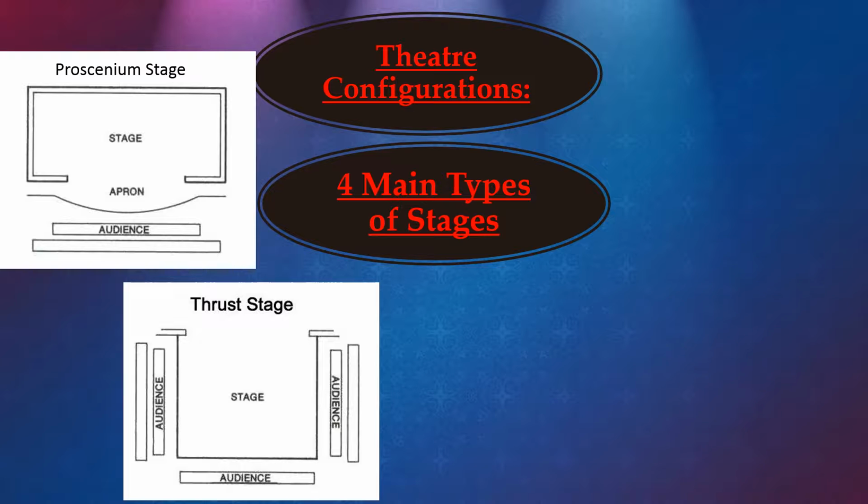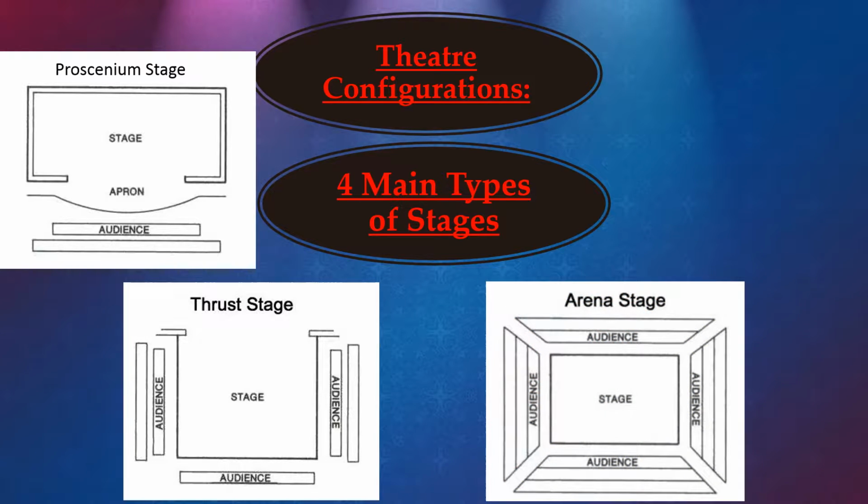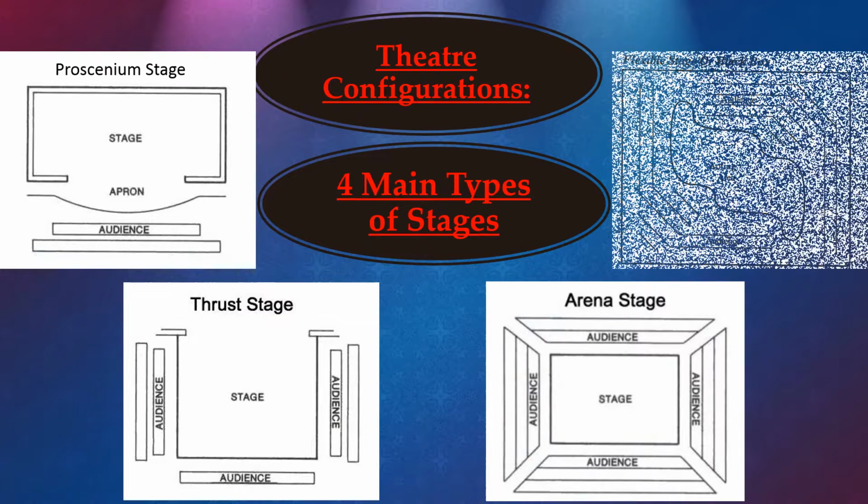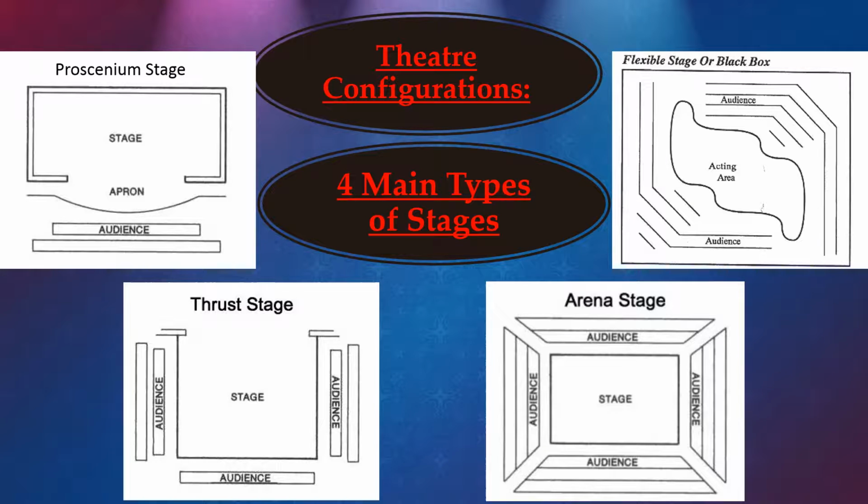The second is the thrust stage, and it's if you took the proscenium stage but thrust it out into the middle of the audience. So now there are audience on three sides of the action and still a backdrop. The next is called the arena stage, and it's also called in the round. There are audience on all the sides of the stage. And the next is the flexible stage or black box. Typically we talk about a black box because it is a flexible space, it is a flexible stage, but not all flexible stages are black boxes.